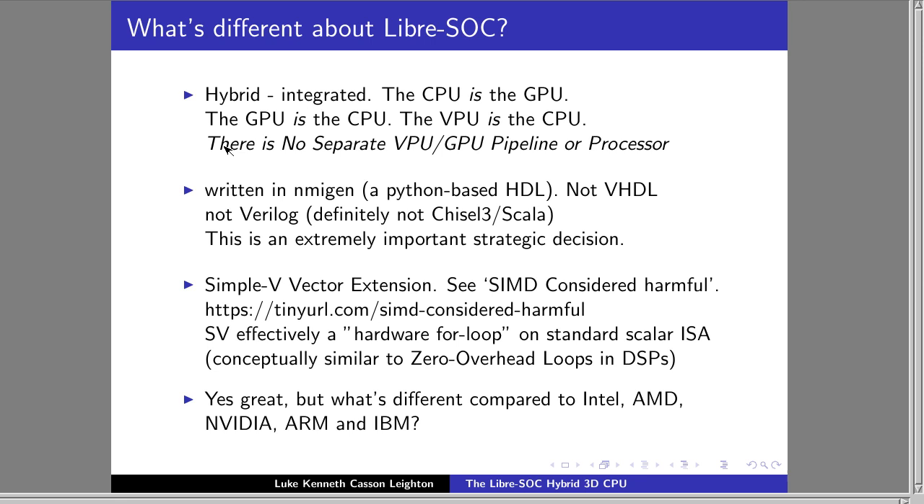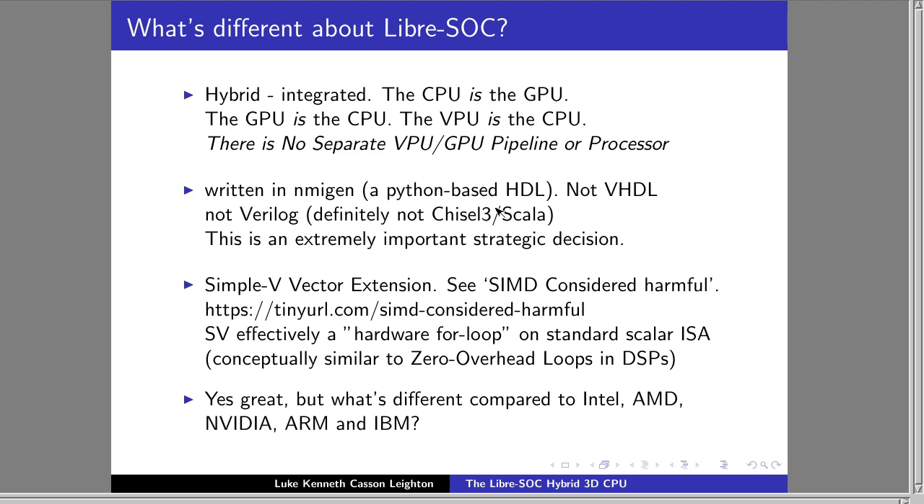We're doing something called a Simple-V extension, and the reason for that comes down to an article by the founders of RISC-V about Cray style vectors, called SIMD Considered Harmful. And Simple-V is effectively a hardware for loop on standard scalar instructions, conceptually similar to zero overhead loops in DSPs, which is about the closest thing that it is similar to. It's effectively a zero overhead loop on a single instruction, not a group of instructions, as is done, for example, in the Texas Instruments DSPs.